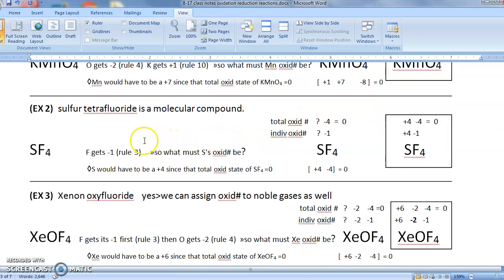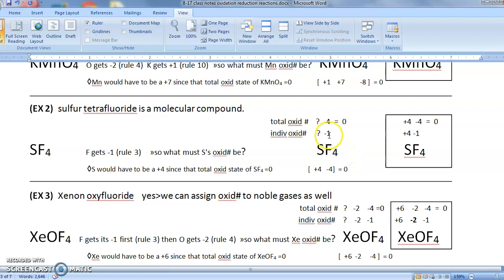Example number 2, oxidation numbers for sulfur tetrafluoride, which is a molecular compound. Who do we assign first? The most electronegative element. Again, there is an electronegativity table on the very back page of these notes if you need to take a look. We know fluorine gets its -1. It's the strongest of them all. Rule 3 tells us that. So right away we can assign fluorine its -1.